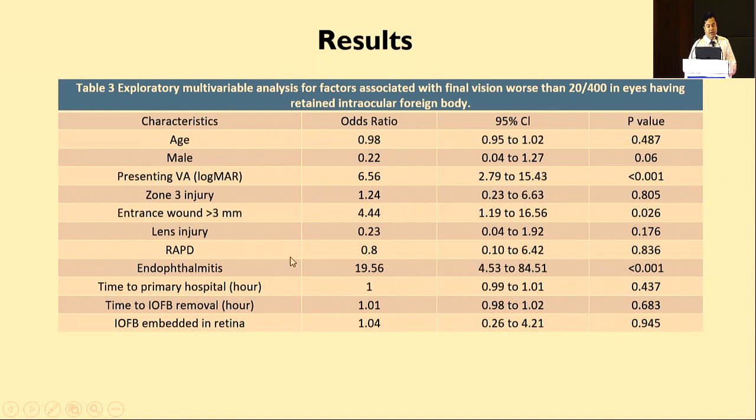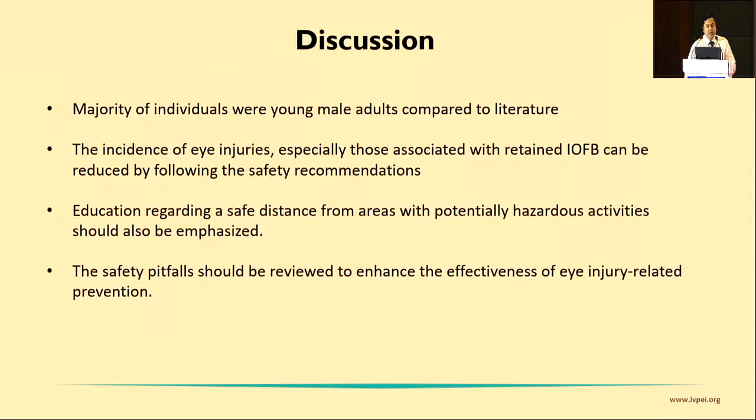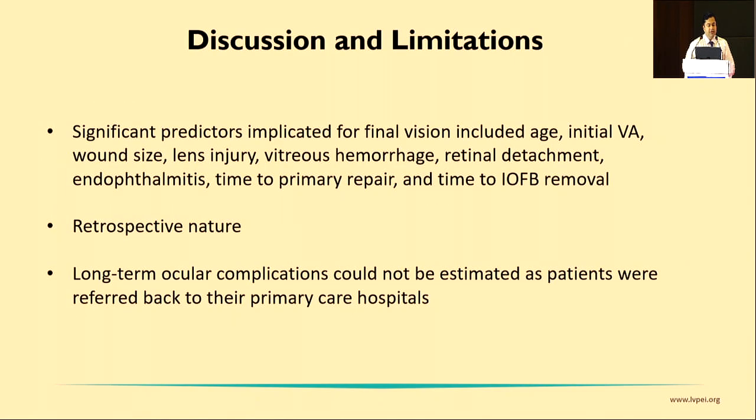Presenting visual acuity and endophthalmitis are the 2 most important factors which led to poor visual acuity less than 2400. Majority of individuals were young males, compared to the literature which showed an older age group. Incidence of eye injuries, especially those with foreign body, can be reduced by following the safety recommendations I explained. Education regarding a safe distance from areas with potentially hazardous activities should be emphasized, and safety pitfalls should be reviewed to enhance the effectiveness of eye injury prevention.